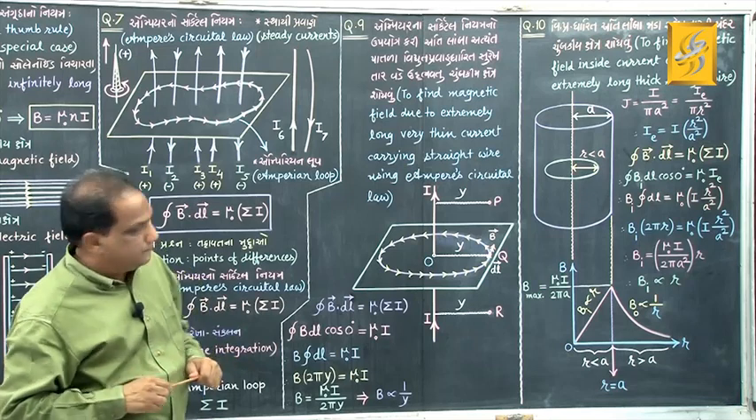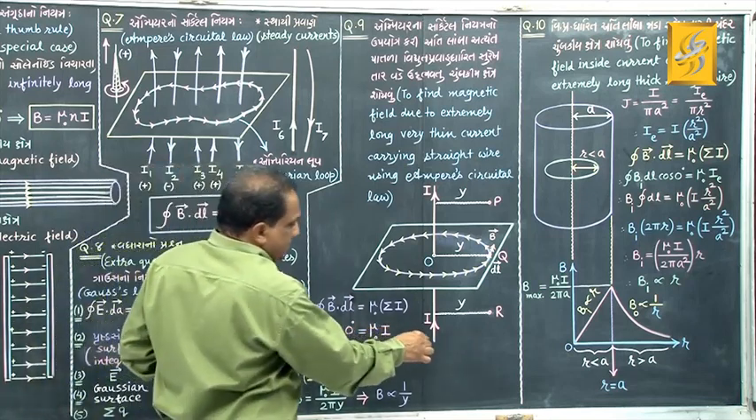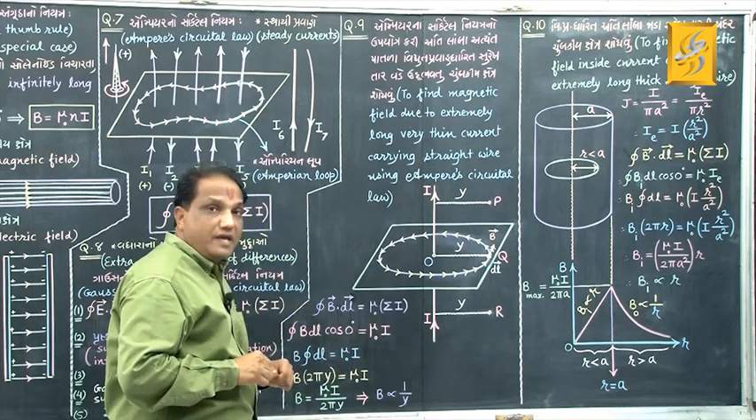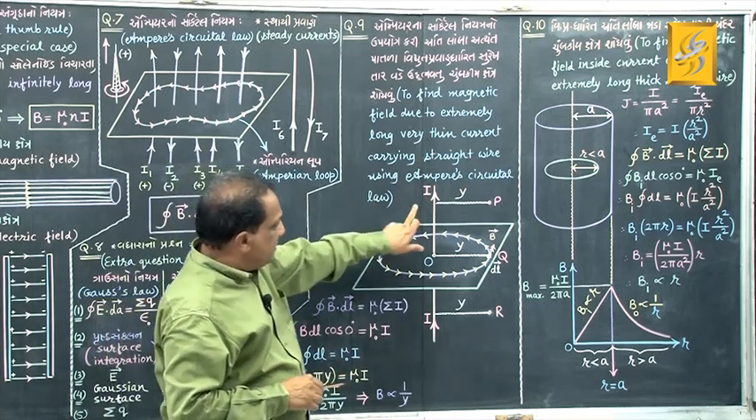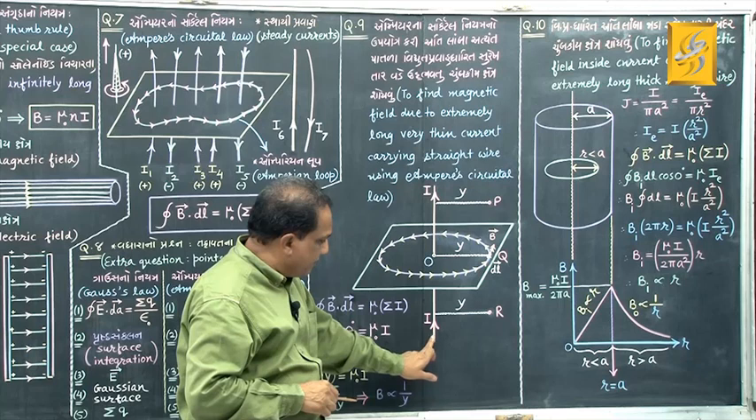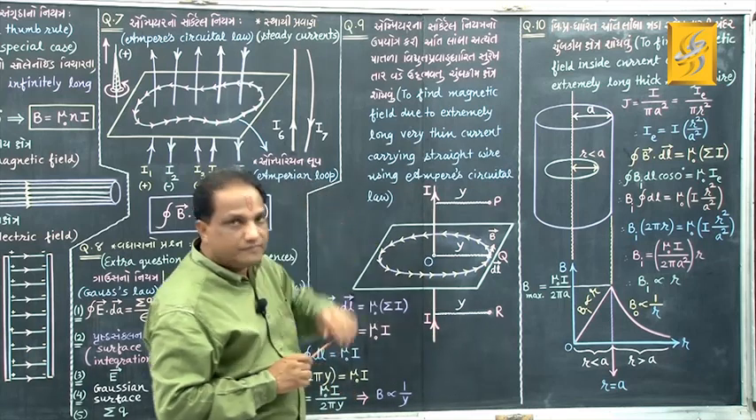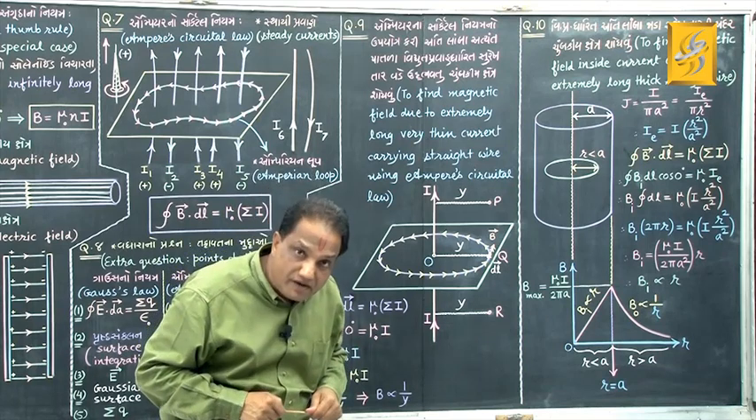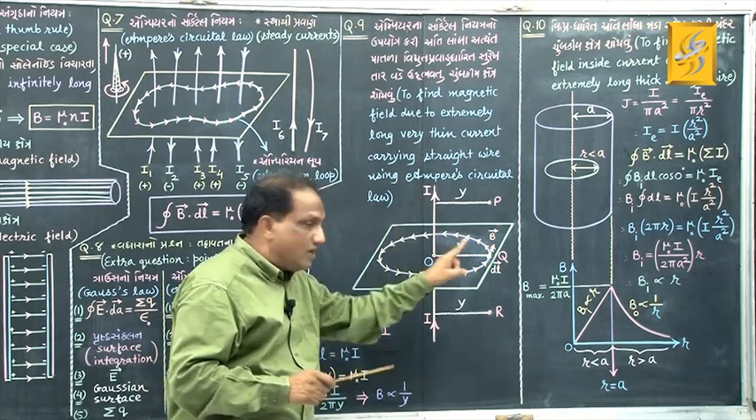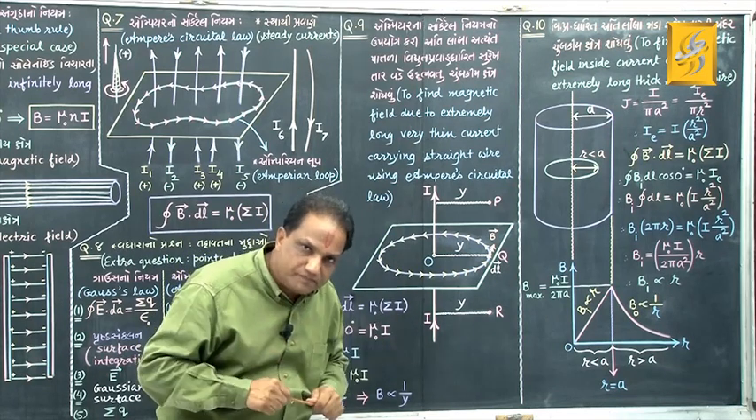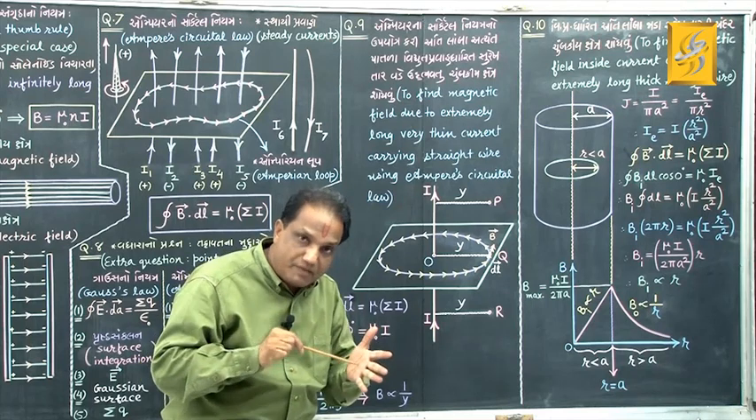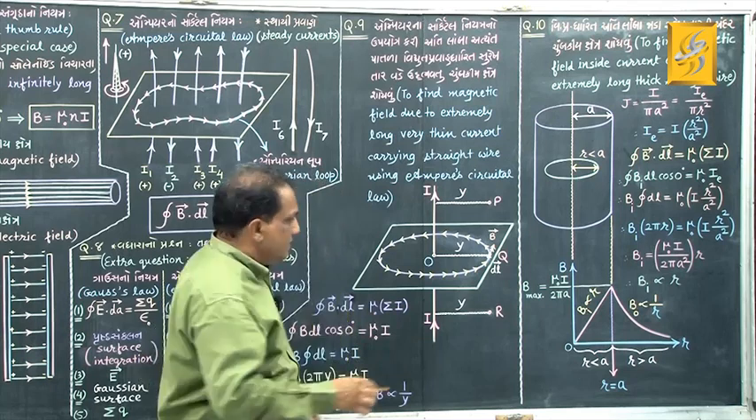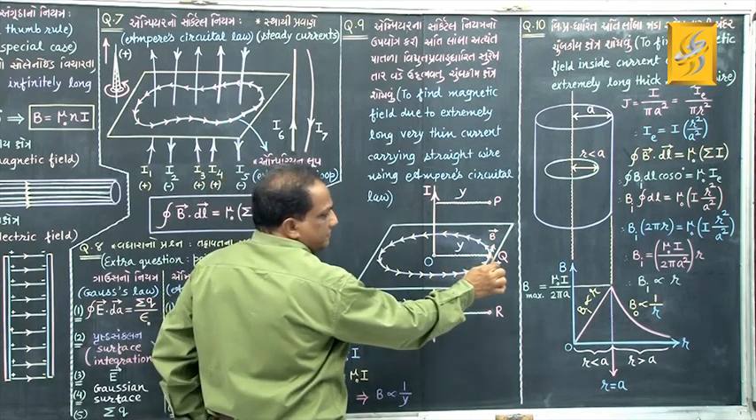How? I am showing you. Consider an infinitely long, extremely thin current carrying straight wire which carries current I, suppose vertically upwards. Now you know current is nothing but a source of magnetic field. So in the surrounding region you will have magnetic field, that is sure. So first of all you select some point of observation where you want to determine the magnetic field. Suppose that point is this.